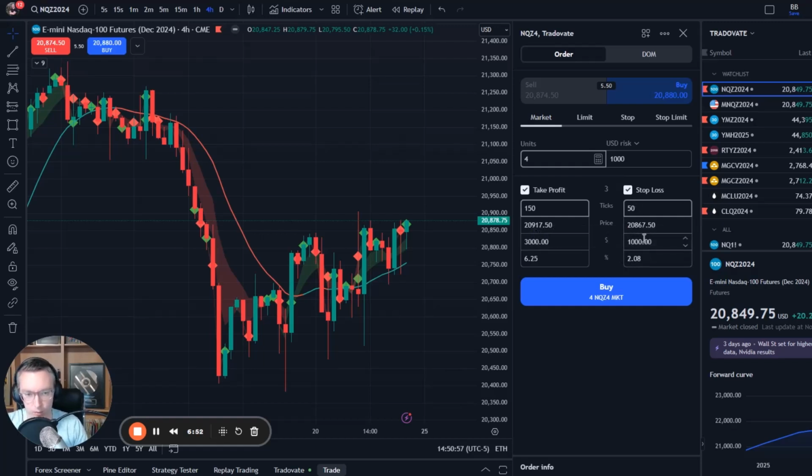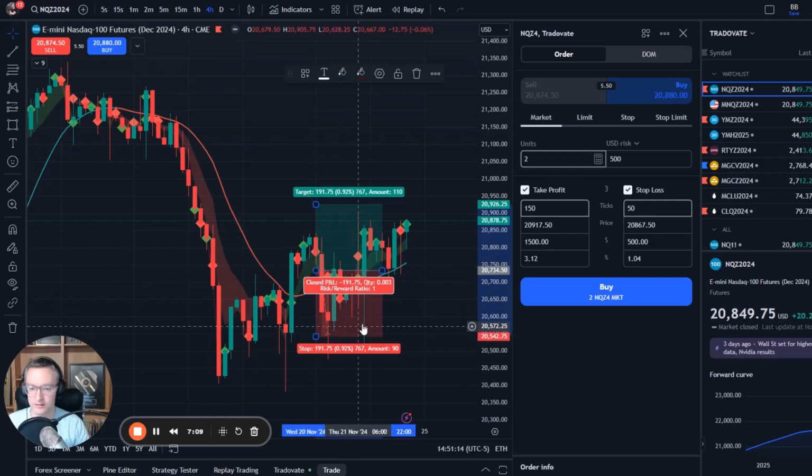I like to risk typically 1 to 2%. Again, a little more experience in this, so I don't mind being over by 0.08 of a percent. But if I only wanted to risk half of that, 1%, I'd bring this down to 2 units, right? Now, what does this actually look like on the graph?